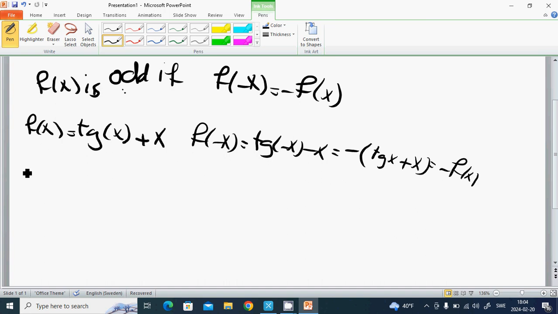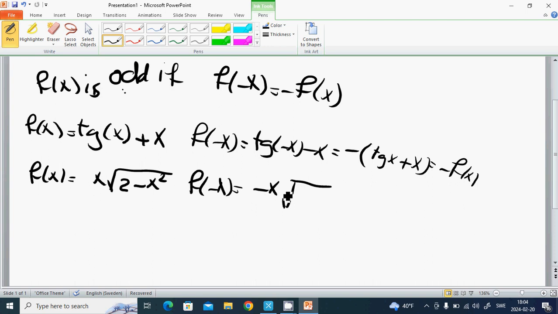Then it is odd. And f of x, the next example, is x multiplied by square root of 2 minus x squared. f of minus x equals minus x times square root of 2 minus (minus x) squared, which is minus x square root of 2 minus x squared, equals minus f of x.